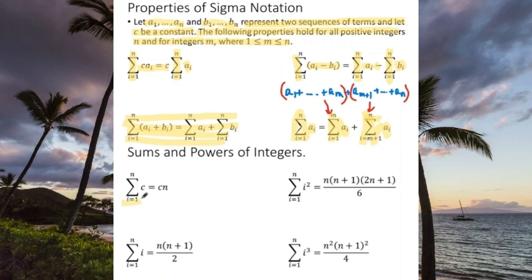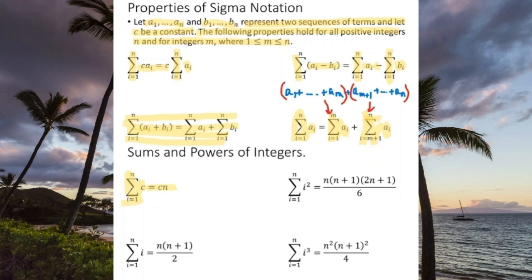The first one is the summation from i equals 1 to n of a constant c equals c times n. The reason why this is true is the left-hand side is us adding c to itself n times. Well, adding a number to itself n times just means we're multiplying that number by n. So it comes as a direct result of the definition of multiplication.